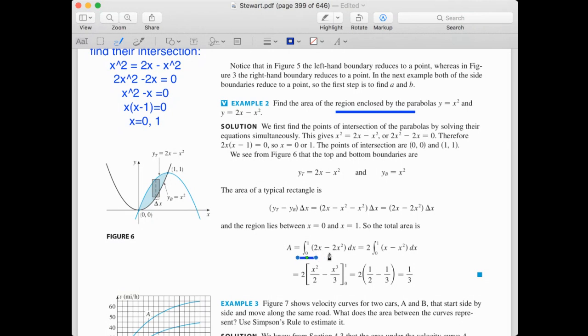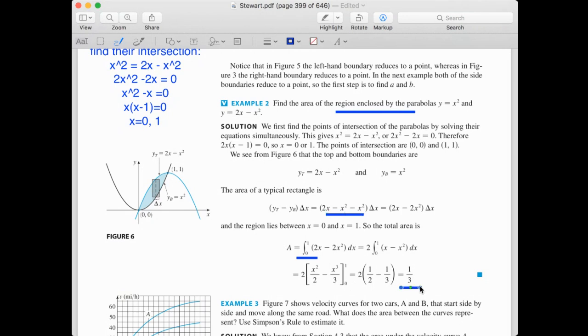We have 2x minus x squared minus x squared. Then we integrate this definite integral, and in the end we get 1/3.